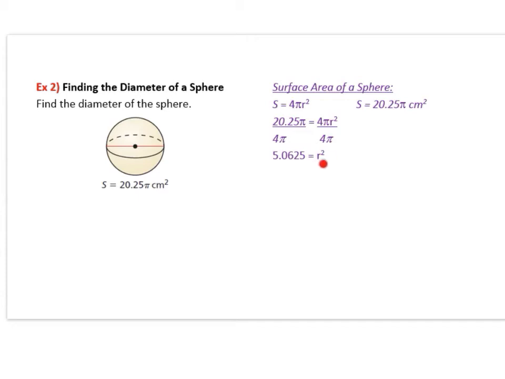Now to undo squareds, we have to square root. So our radius comes out to be 2.25, the positive value after you square root. We cannot keep the negative value. It doesn't make sense to have a negative length of radius. So we now need to double that radius because ultimately we're being asked about the diameter of the sphere, not the radius. That's the property of a diameter: twice the radius. So we get 4.5 centimeters for our diameter.